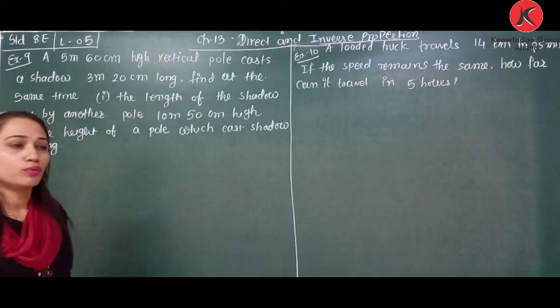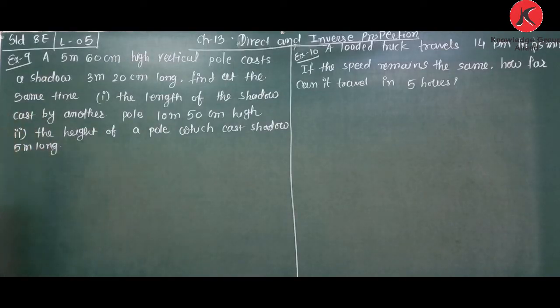Exercise 13.1. So the two examples are remaining. So we will continue today. Example 9. A 5 meter 60 centimeter high vertical pole casts a shadow of 3 meter 20 centimeter long. Find at the same time the length of shadow cast by another pole 10 meter 50 centimeter high, and second, the length of pole which casts a shadow of 5 meter long.